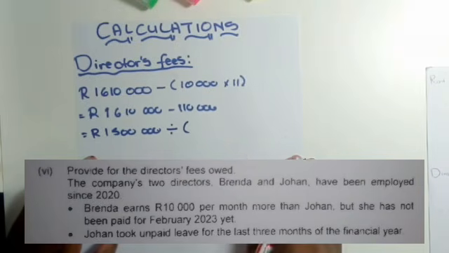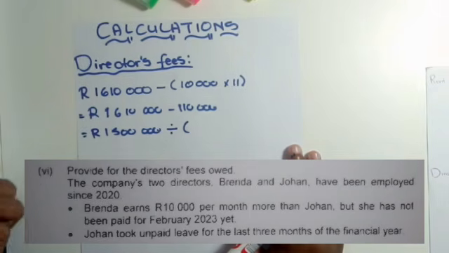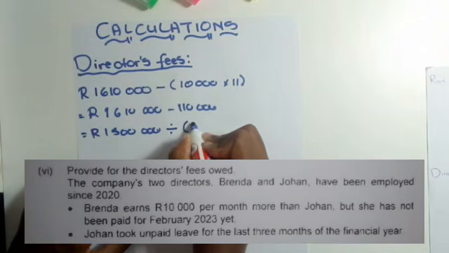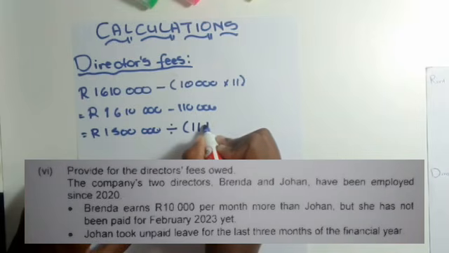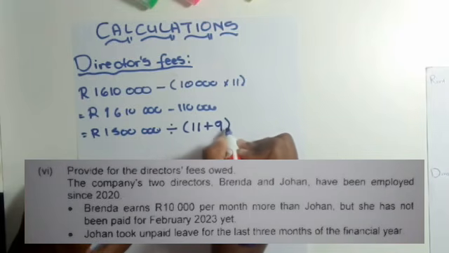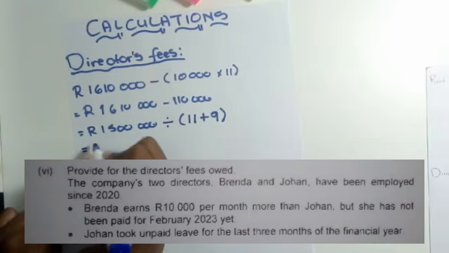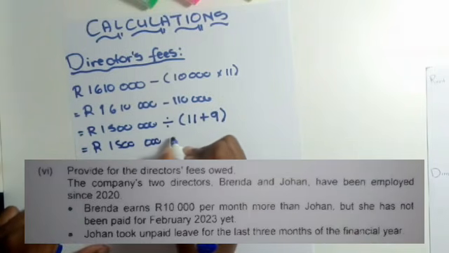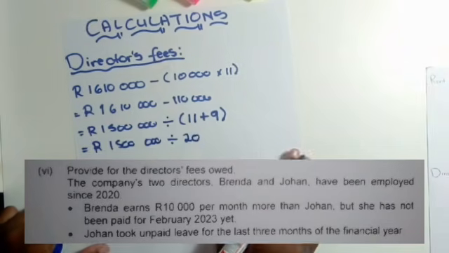Now, what is my number of months? Not 12, because remember, none of them was paid for 12 months. Brenda received a pay for 11 months and Johan received a pay for 9 months. So that is the number of months that I'm going to divide with. I'm going to divide it by 11, that represents Brenda, and 9 that represents Johan. So that means I'm dealing with 1.5 million that is divided by 20 months in total. That is 11 plus 9.